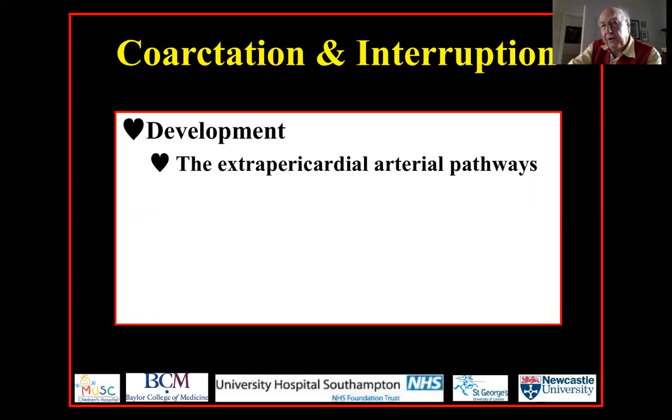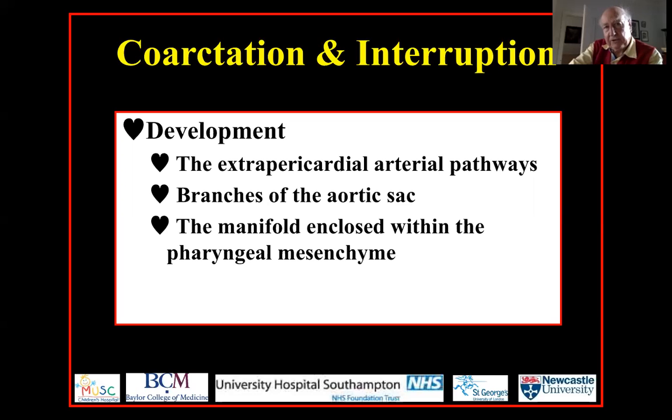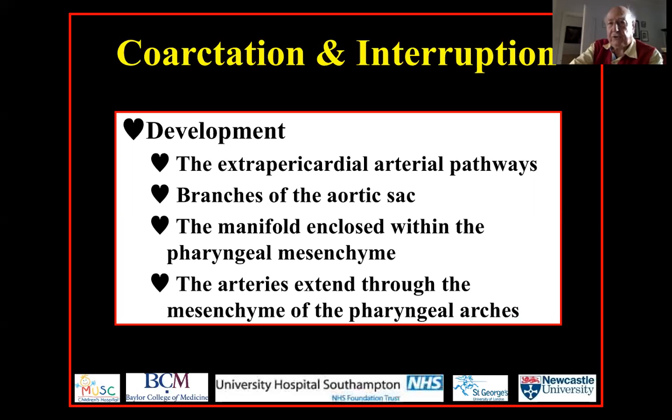So now we are going that extra step, and we're going to look at what happens to the pathways outside the pericardial cavity. And this means we have to look at what happens to the branches of the aortic sac. So to know that, you need to understand what I mean by the aortic sac. What I'm going to show you very shortly is that the aortic sac is the manifold that's contained within the pharyngeal mesenchyme. And it gives rise to the arteries of the pharyngeal arches.